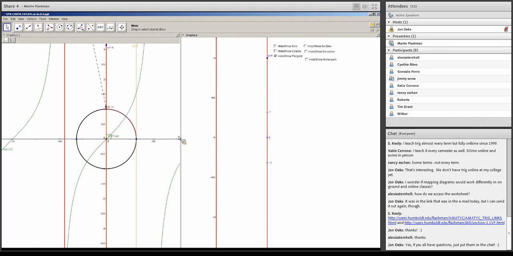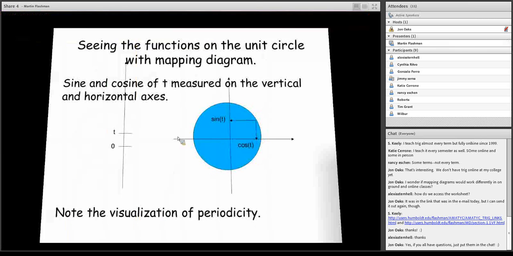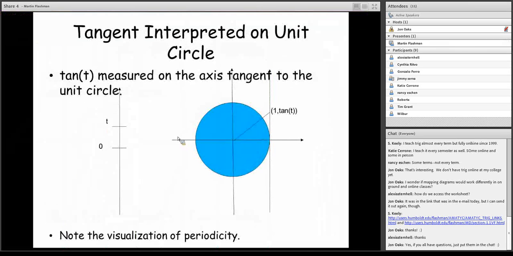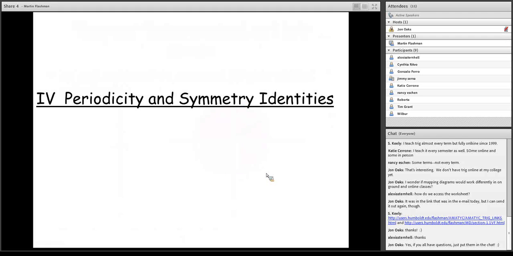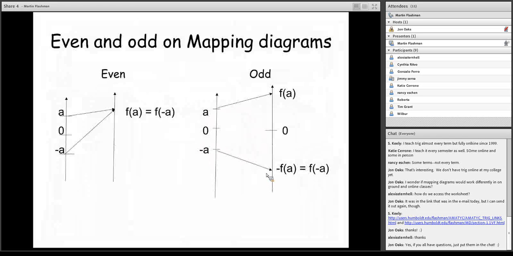Alrighty, let's go back. There's our tangent, and again we can note here's the picture that visualizes our tangent on the unit circle and the periodicity. Well, we've already talked about periodicity. I want to talk a little bit about how even and odd are represented on mapping diagrams first, and then see how they work on the trig functions themselves.